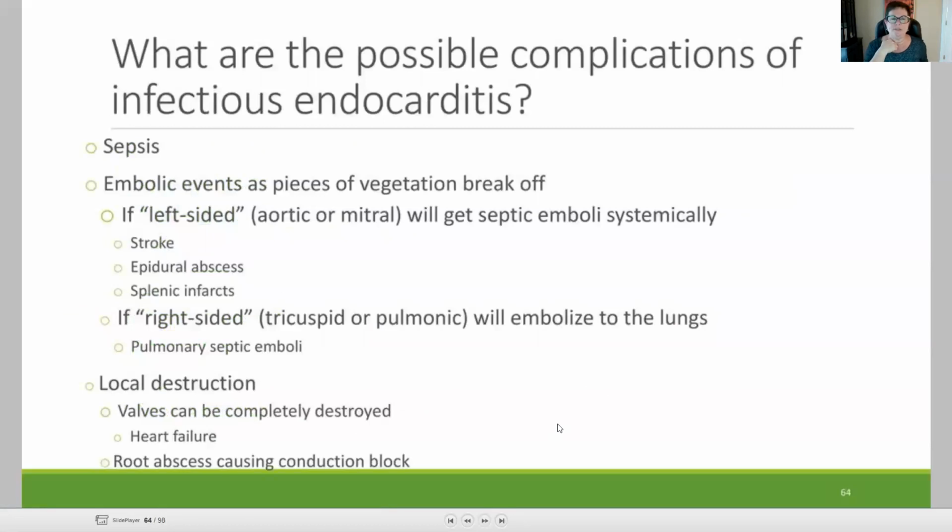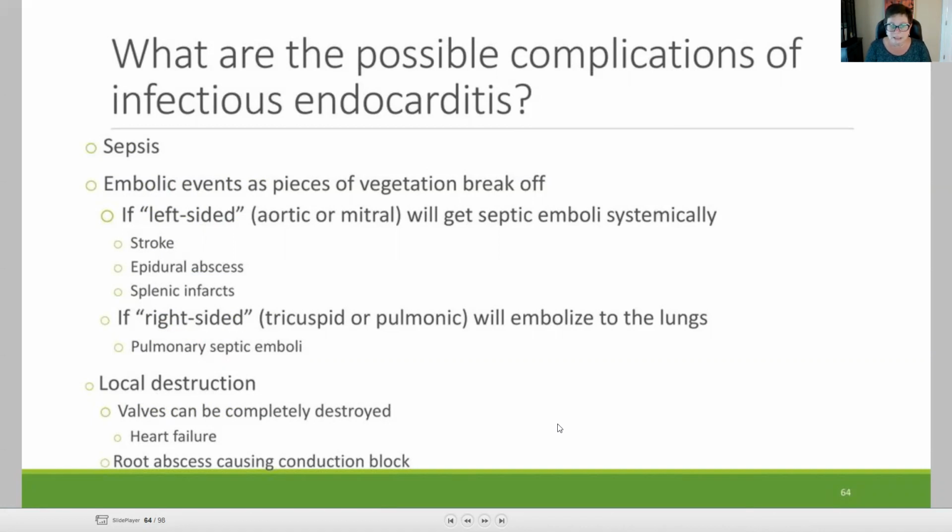So what are some of the complications? So sepsis, obviously, embolic events. And so when you think about left-sided septic emboli, you think of stroke. Epidural abscess is talked about a lot in the literature, although I've never had a patient with an epidural abscess. There is quite a discussion in the literature about it. I have had a patient with a splenic infarct, and one with a renal infarct. If the patient has right-sided or tricuspid and pulmonic involvement, then your embolization will occur into the lungs and could be a small pulmonary embolism or it could be a large one. And depending on the size, your patient may have significant pulmonary compromise.